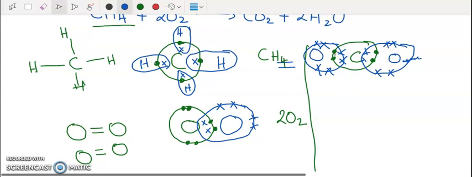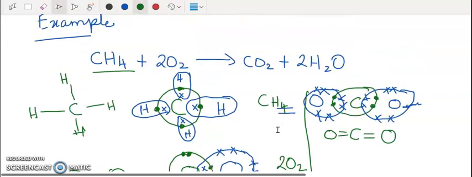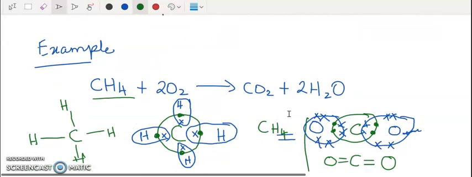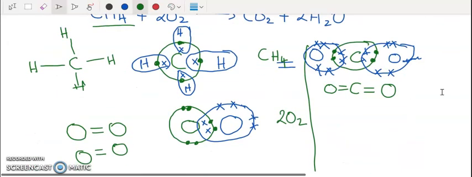Because carbon is sharing 2 electrons and oxygen is sharing 2 electrons, it's going to be O double bond C, and carbon is also sharing 2 electrons with this oxygen, so it becomes double bond O. And last but not least, let's move on. There is only one carbon dioxide, so it's like that.